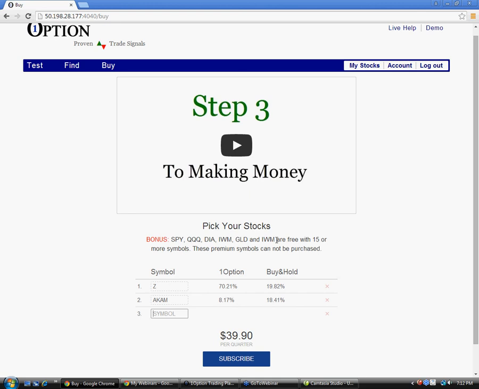Now, at $20 per symbol, if you subscribe to 15 symbols, it's going to cost you $300. So you'll get the 6 symbols, plus you'll get 15 other symbols that you can use in terms of stocks or ETFs, whatever you'd like to track. So this will be a big windfall for everyone.